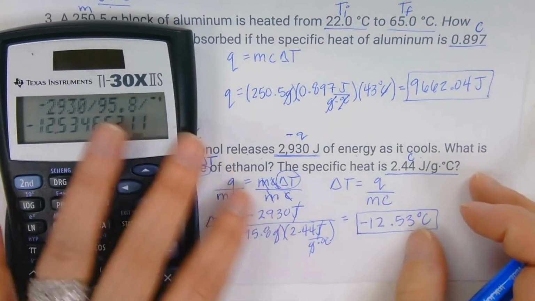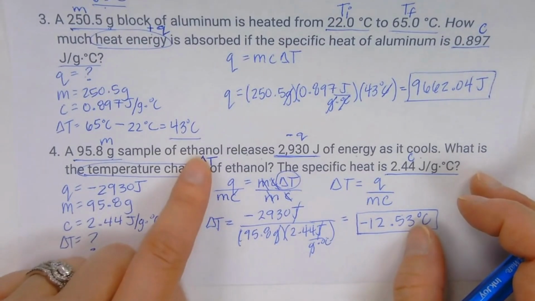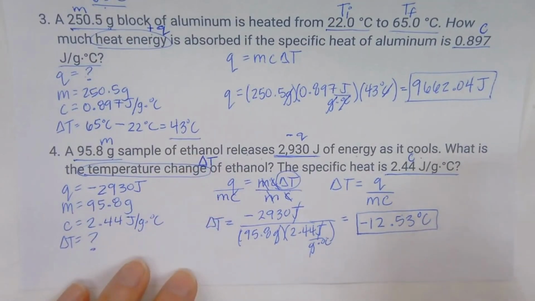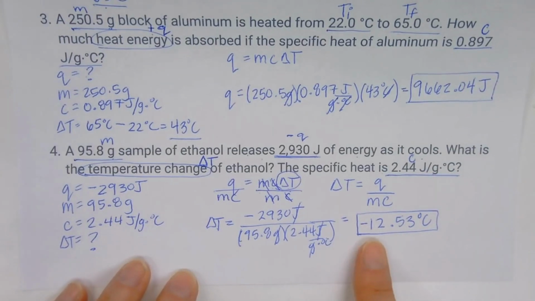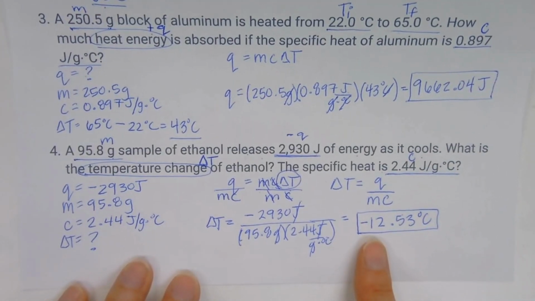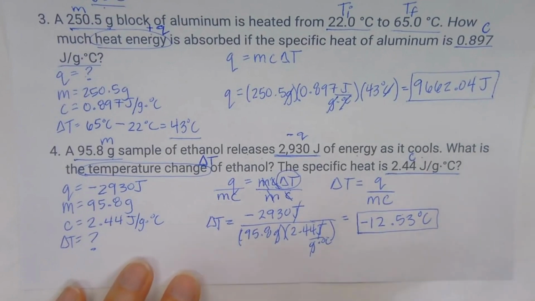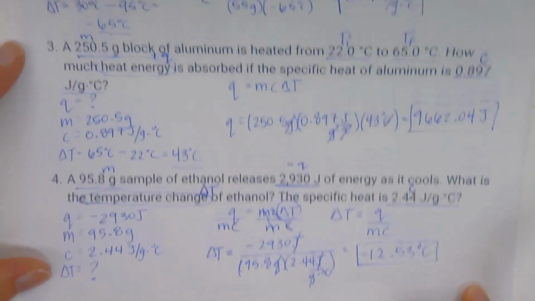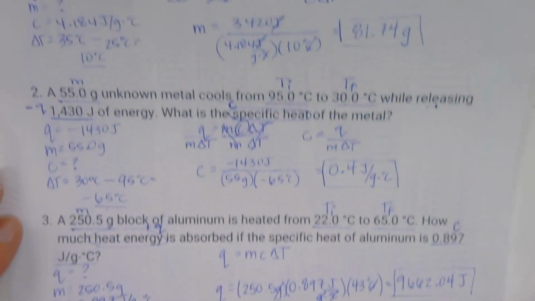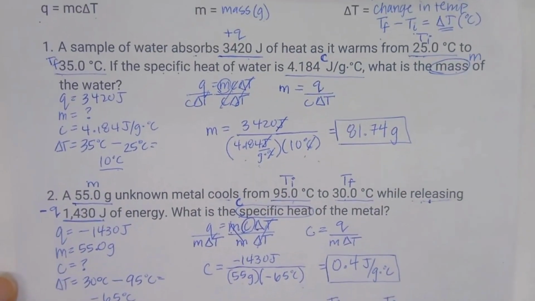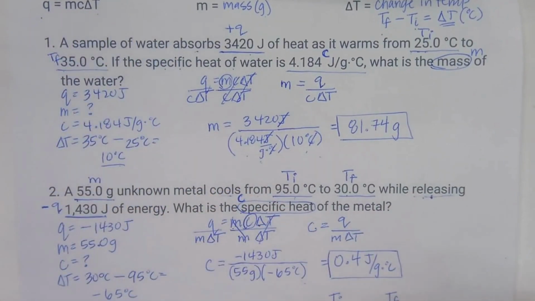So that means that for this sample of ethanol, the temperature went down by 12.53 degrees Celsius. So it doesn't really matter where it started and where it ended. This is the change in that temperature, or the difference of that temperature. Okay, so here are some examples that we just went through for solving for specific heat and solving for each variable in this equation.